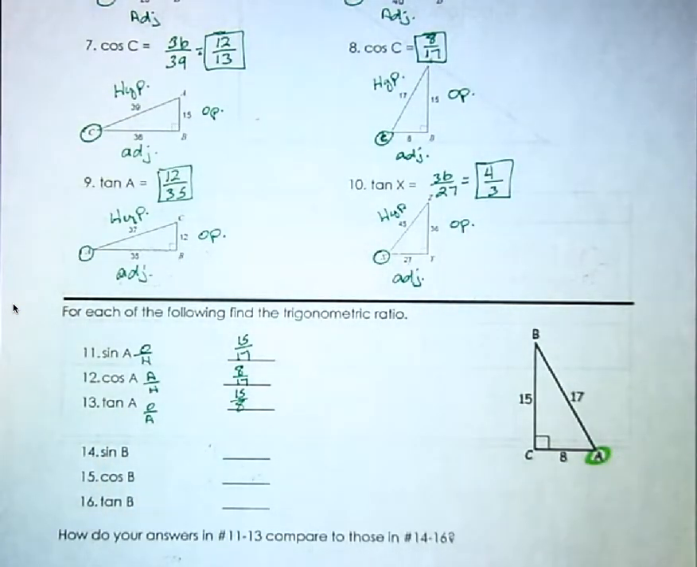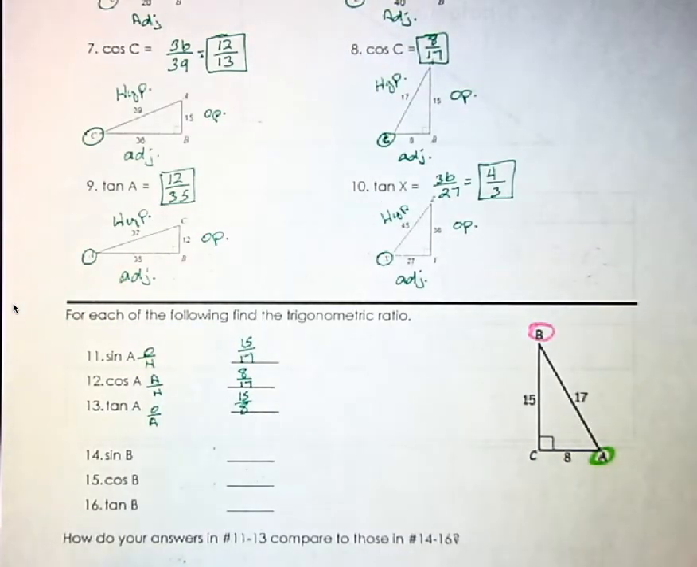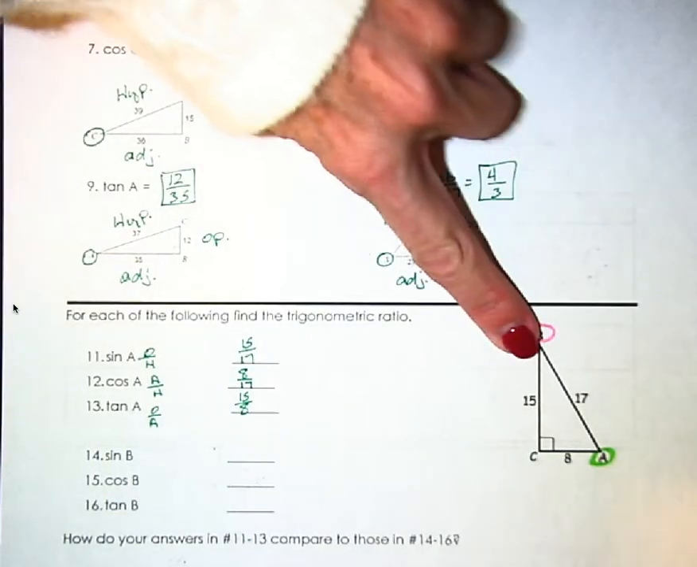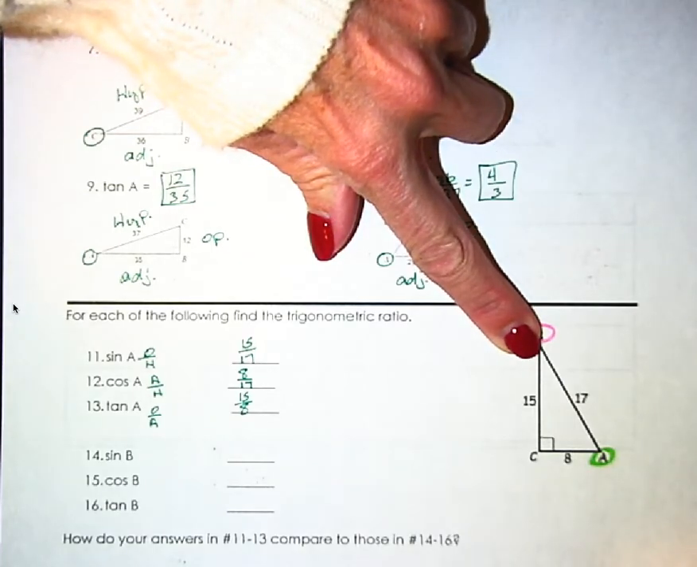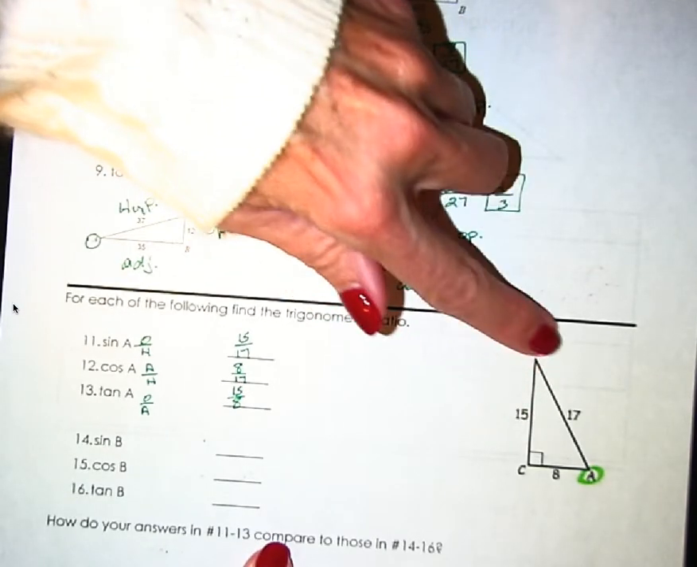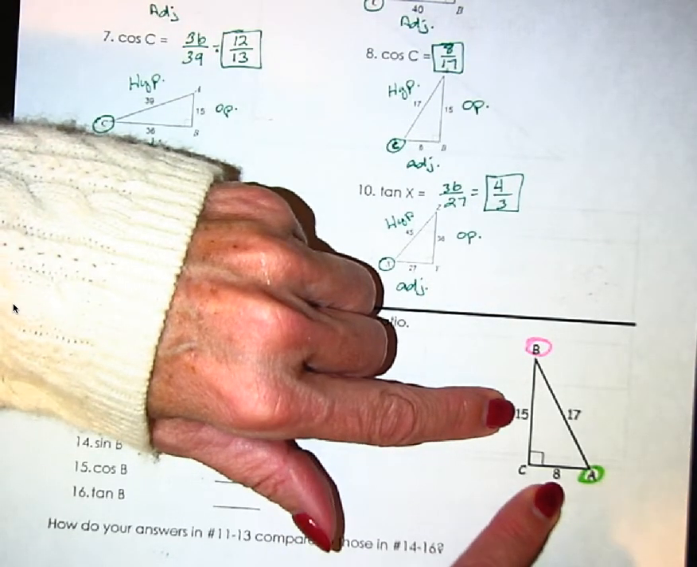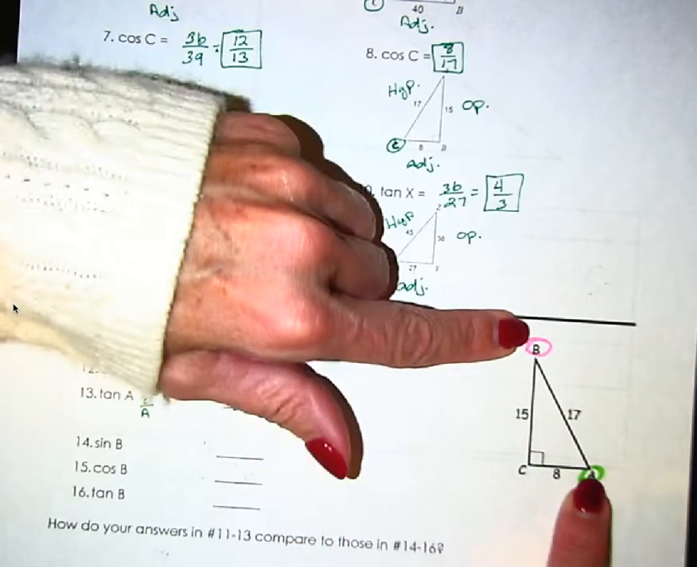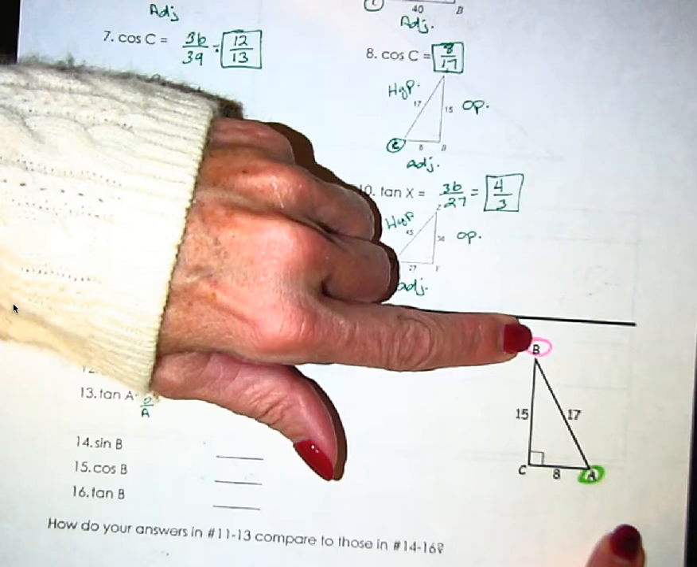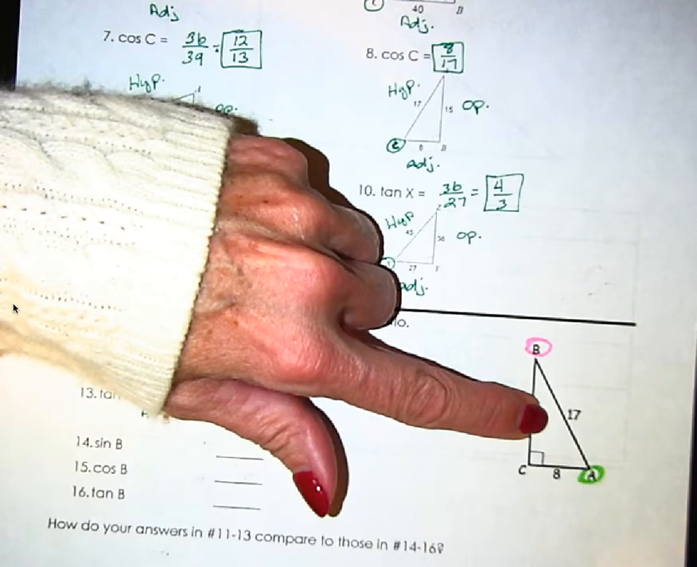Now let's look at angle B. So angle B is up here. And if I use B as my reference, now watch what happens. Now 15 is no longer my opposite side because opposite of B is 8. And adjacent to B is 15. So the 15 side and the 8 side actually swap. If I look at A, 15 is opposite. But if I look at B, 8 is opposite. And of course the hypotenuse never changes. It's always directly across from the right angle.